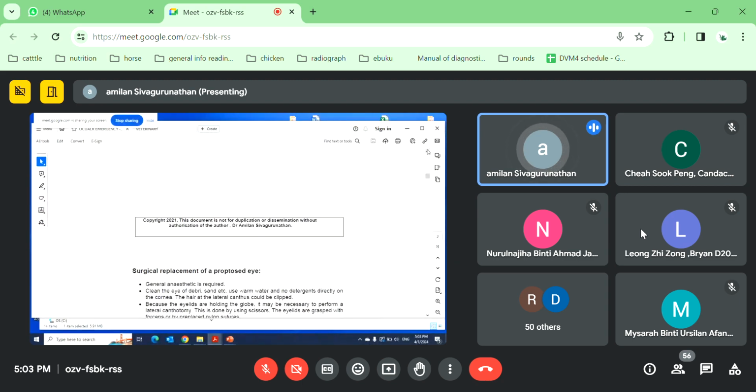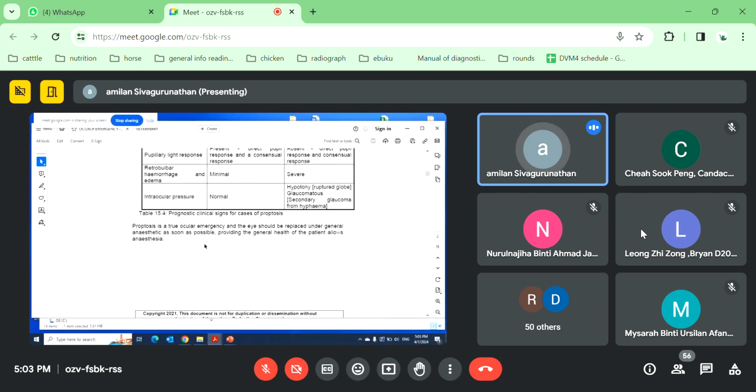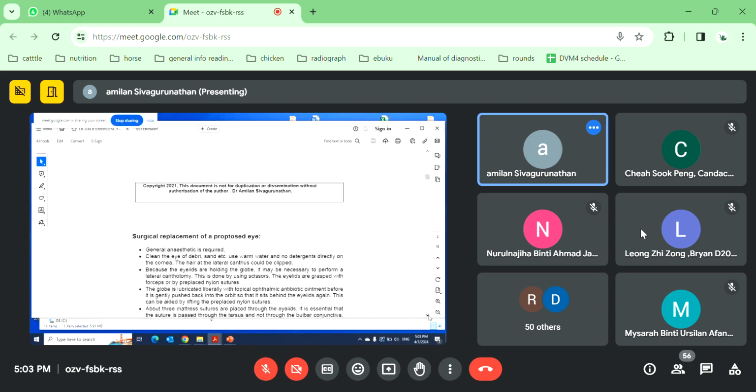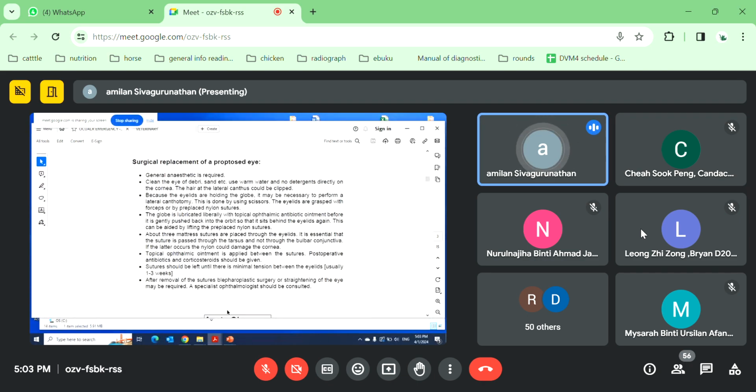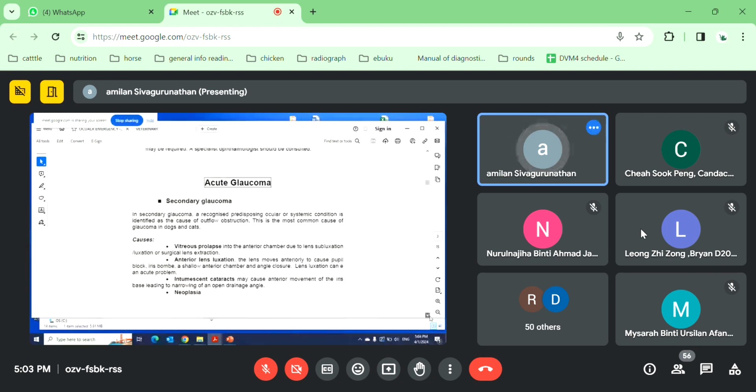So proptosis, as I mentioned at the bottom here, is a true ocular emergency. And yes, of course, there are health risks present, but you have to address those health risks and then get down to having the surgery done. Then the next one is, I think we spoke about this, surgical replacement of the globe. I put some notes there.